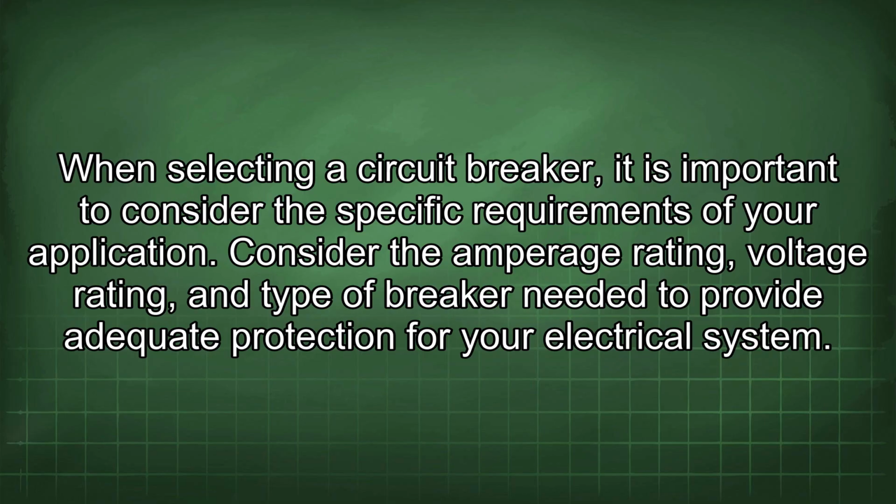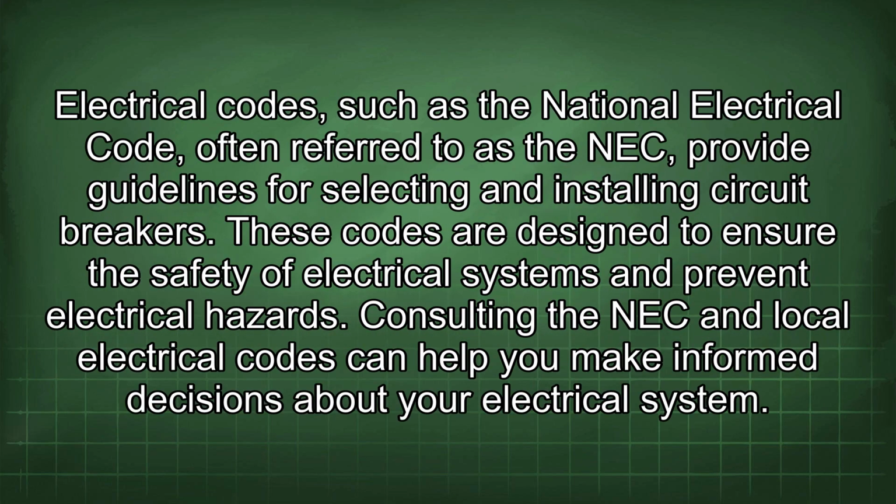When selecting a circuit breaker, it is important to consider the specific requirements of your application. Consider the amperage rating, voltage rating, and type of breaker needed to provide adequate protection for your electrical system. Electrical codes, such as the National Electrical Code, often referred to as the NEC, provide guidelines for selecting and installing circuit breakers. These codes are designed to ensure the safety of electrical systems and prevent electrical hazards. Consulting the NEC and local electrical codes can help you make informed decisions about your electrical system.